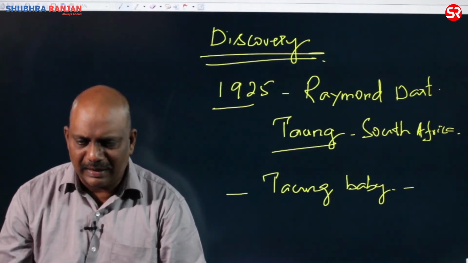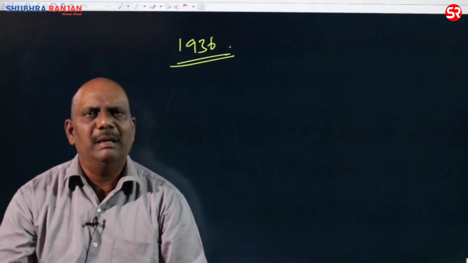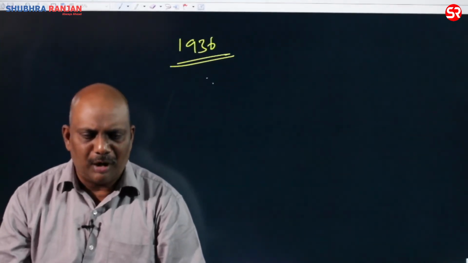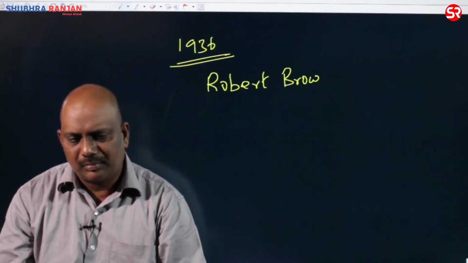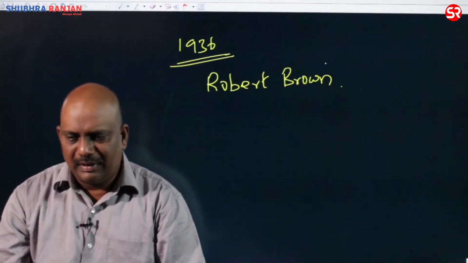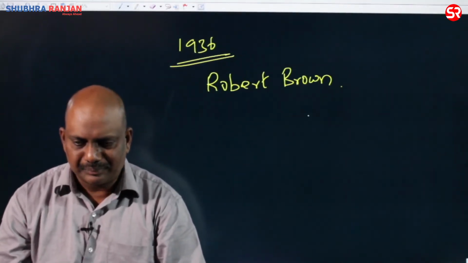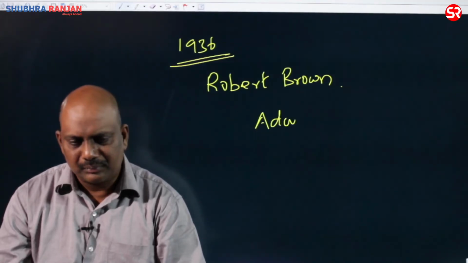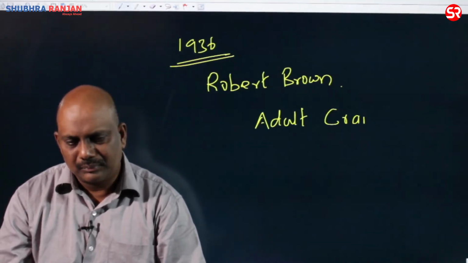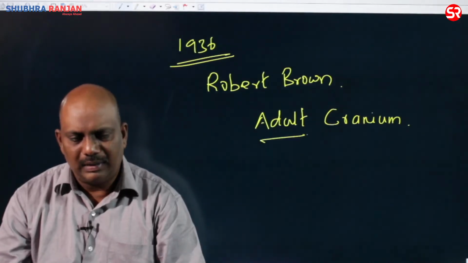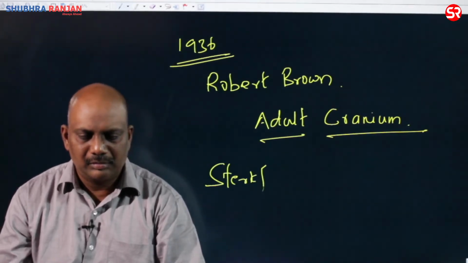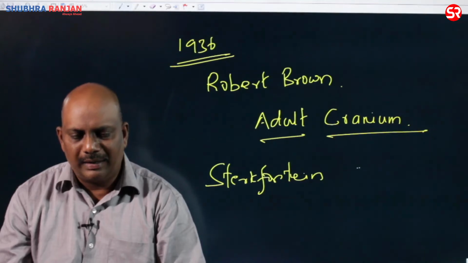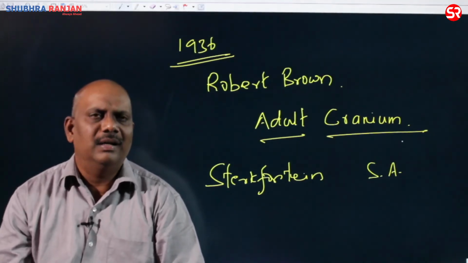Next, in the year 1936, this was a very important discovery. Robert Broom discovered an adult cranium from a place called Sterkfontein. Again in South Africa. Adult cranium.